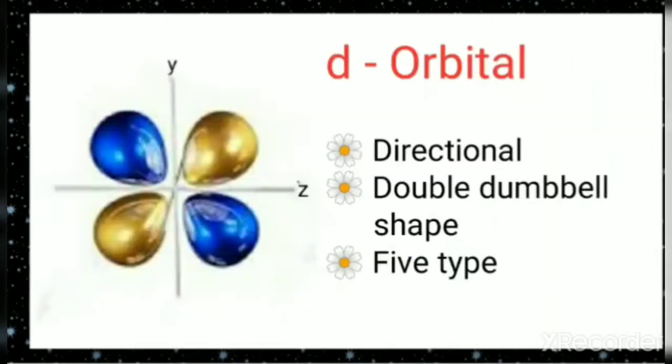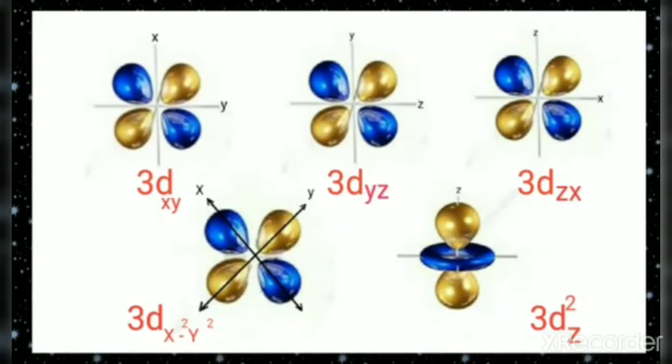Next is the d orbital. The d orbital is also directional, having a double dumbbell shape. As we have discussed, the p orbital has a dumbbell shape, but here there are two dumbbells, so we can call it a double dumbbell. These are of 5 types on the basis of orientation. For the d orbital, there are 5 possible orientations: dxy, dyz, dzx, dx square y square, and dz square.